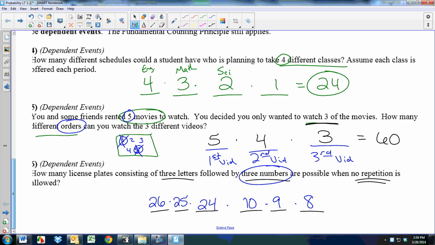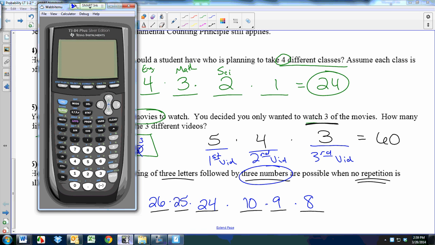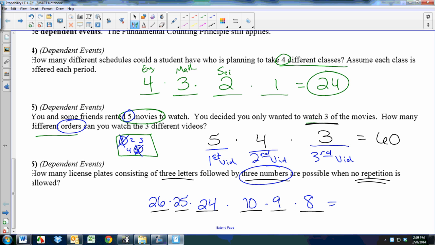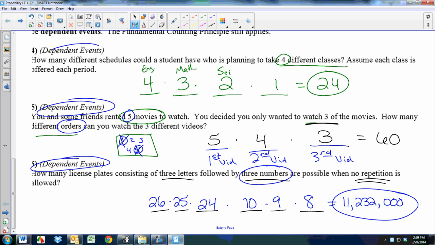I don't know this number, so let's pull the calculator up to help us out on this one. It's rather large. 26 times 25 times 24 times 10 times 9 times 8. 11,232,000. Again, dependent events like these last 3.